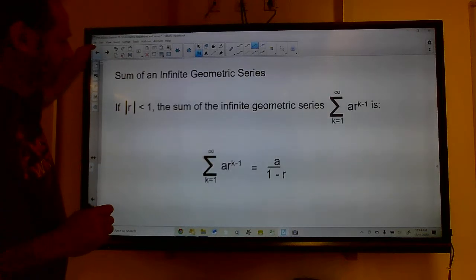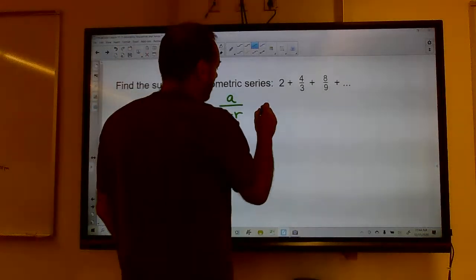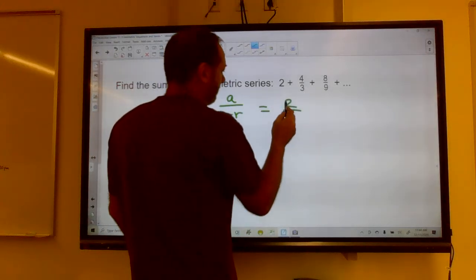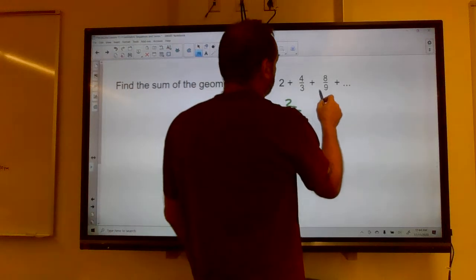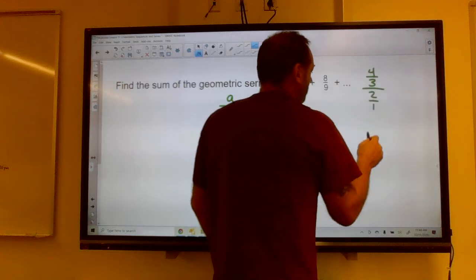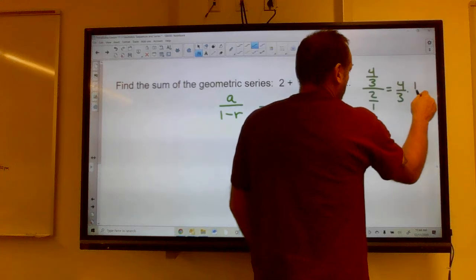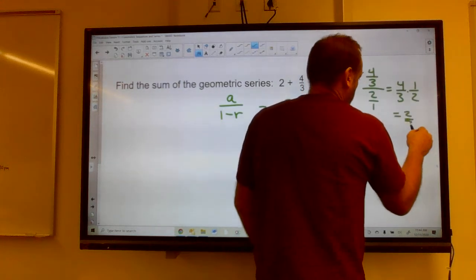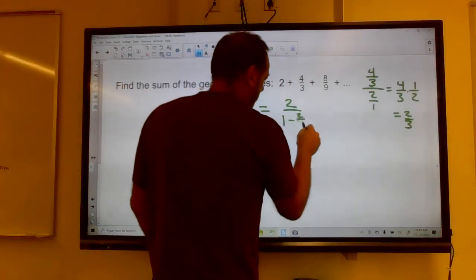Okay, from right there, a over 1 minus r. So, what's the first term? That's a, that's going to be 2. And r, we've got to figure out what r is. So, let's see, we can take 4/3 and divide that by 2 over 1. So that's 4/3 times 1/2, which is 4/6, which is 2/3. So r is 2/3. So we'll go ahead and put 2/3 in here.